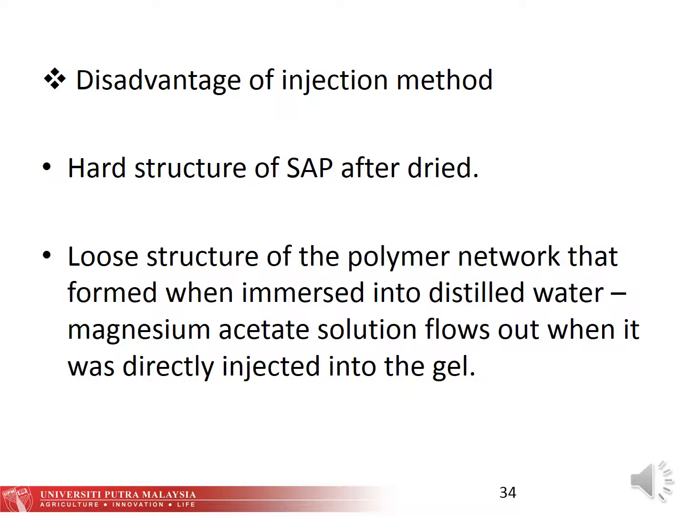Before using the single diffusion technique, I used the injection method, but it was not as effective as the single diffusion technique because when injecting into the SAP, which has a hard structure, the needle cannot penetrate into the SAP. Then when it is immersed in distilled water, it will become soft. So when we directly inject magnesium acetate into the gel, the magnesium acetate will flow out because of the loose structure of the polymer network.